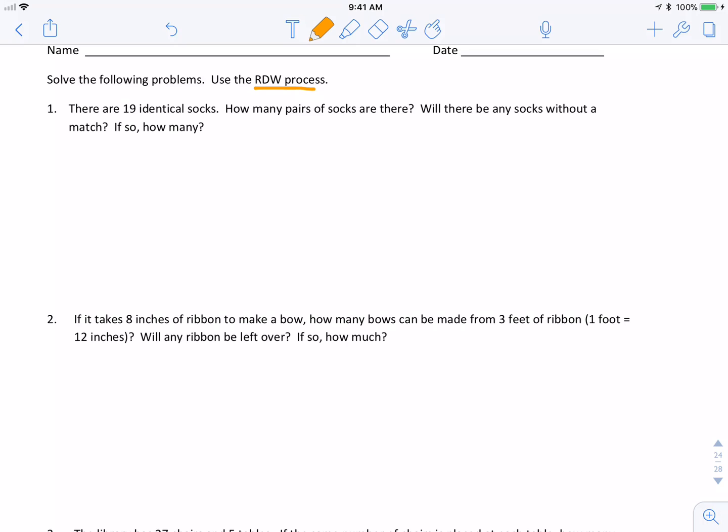Now, I know that socks, it says pairs, but I know that they come in twos unless you have 3 feet. So we're going to go by twos. We're going to count by twos to get to 19. So 2, 4, 6, 8, 10, 12, 14, 16, 18, and one more makes 19.